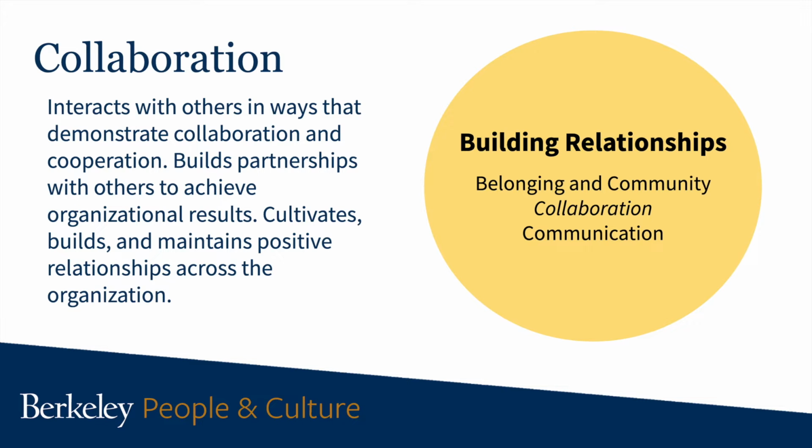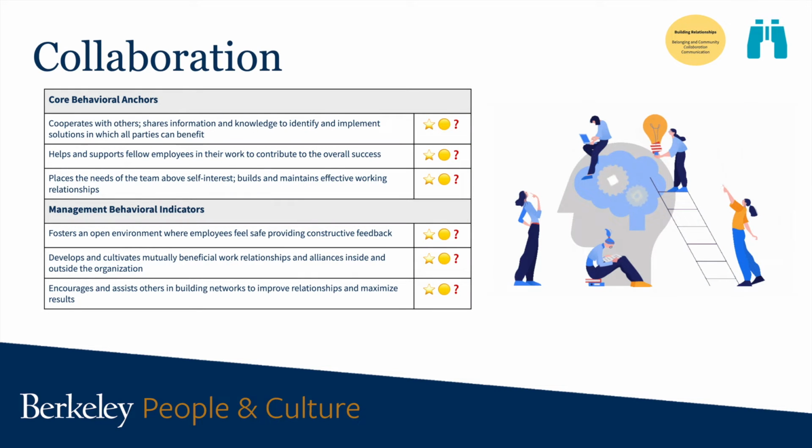As an employee, you can practice these 3 behaviors to show your strengths as an effective collaborator. All right, let's start off with cooperating with each other. Sharing information and knowledge to identify and implement solutions in which all parties can benefit. Always have in mind, how can I enable win-win scenarios? Another behavior, help and support fellow employees in their work to contribute to overall success. So you helping your neighbor and your neighbor helping you can make for exponentially better results. Place the needs of the team above self-interests. Further, build and maintain effective working relationships.